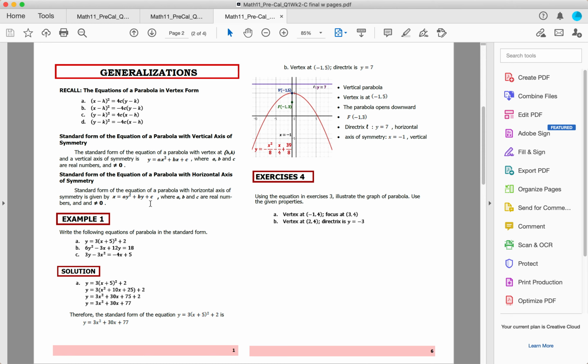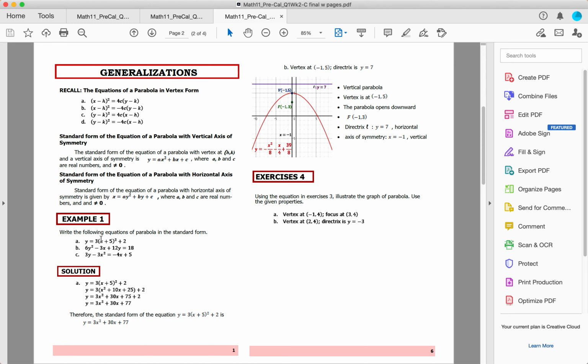She has a different way of writing the standard form. So let's consider her example. This would be the standard forms in here. So following the equations of parabola in standard form, we have this.